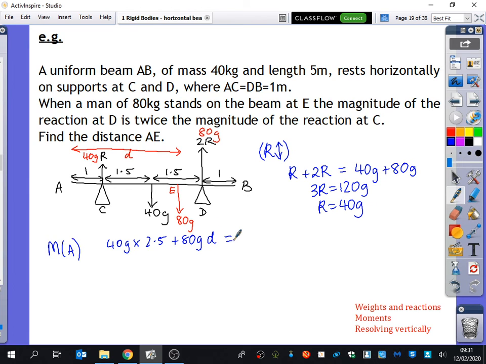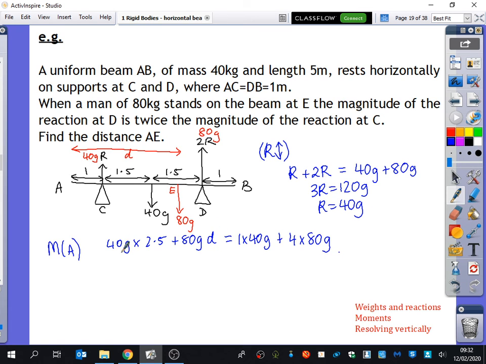And then for the other side, we've got 1 times R, which is 1 times 40G. And then we've got 4. Is that 4? Yeah. Now I'm getting confused. 4 multiplied by 80G. And we've got a nice equation to solve, because there is only one variable. The only variable that we have is the distance that we've got here.